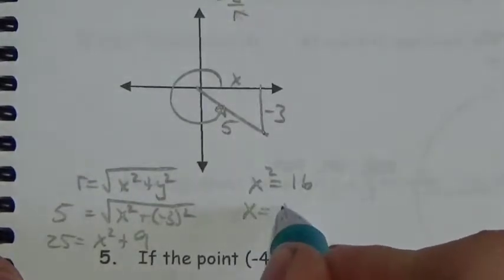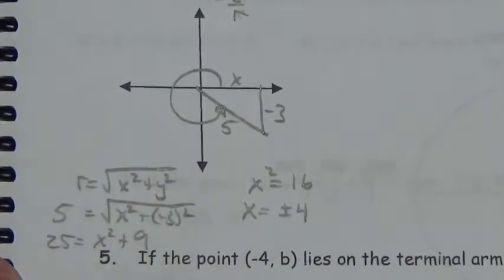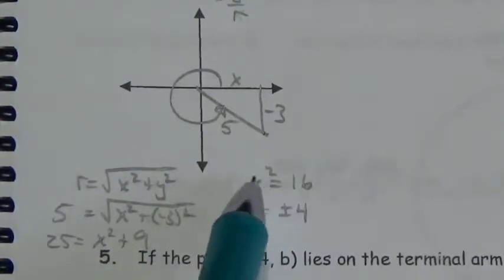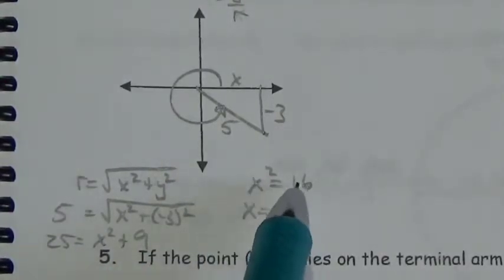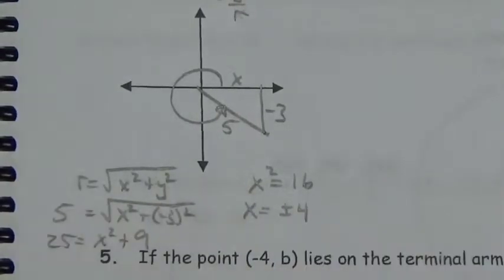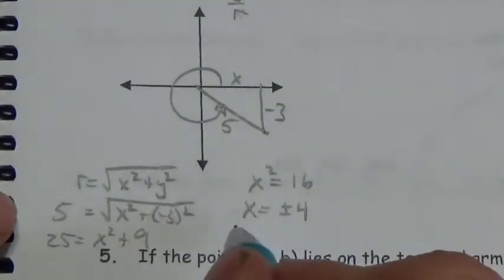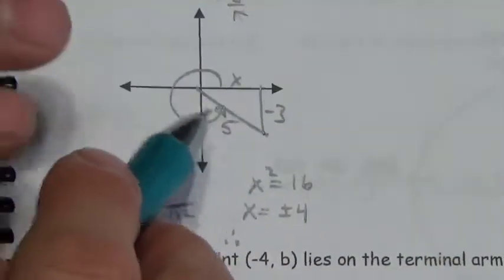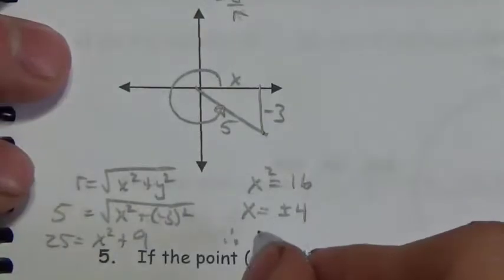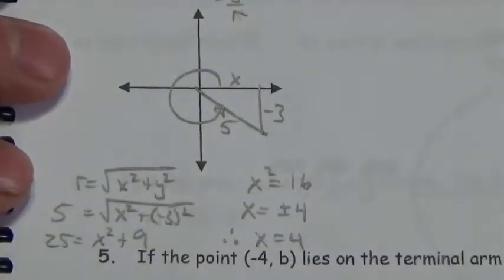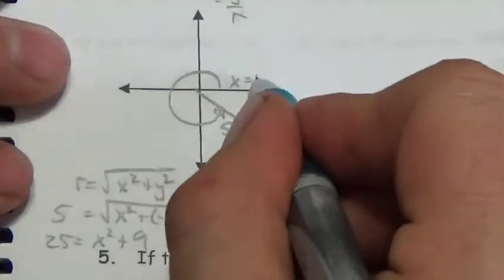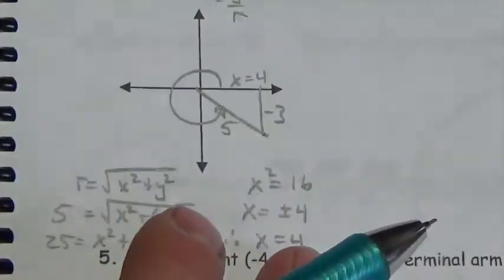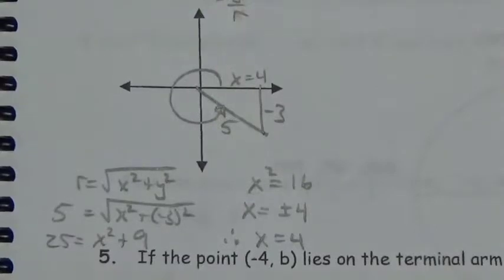And x could be positive or negative 4 when I take the square root of both sides. Now, positive or negative because when I square something, whether that's positive or a negative, either case is going to give me a positive 16. So I don't know which one I meant there. However, because of the way this graph has to look, that x value there must be positive 4. It's got to be 4 because it's pointed to the right. I am in either quadrant 1 or quadrant 4, and x is always positive there.